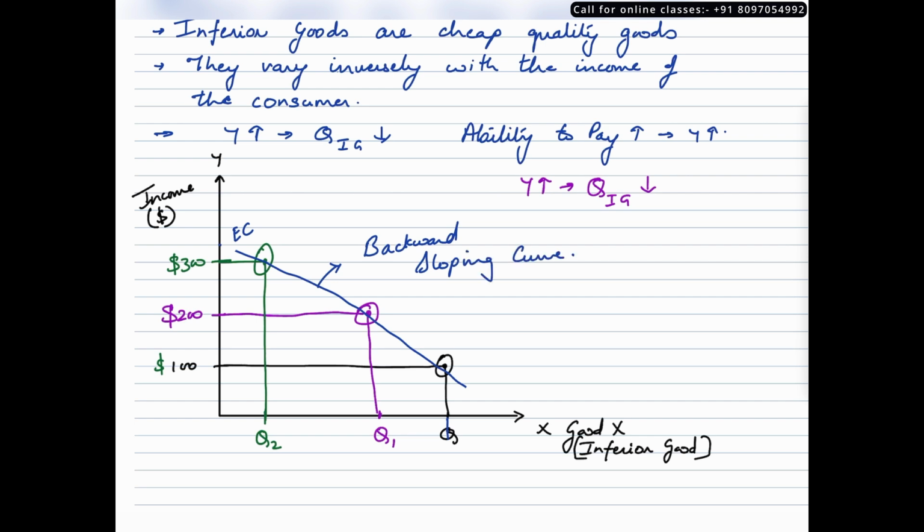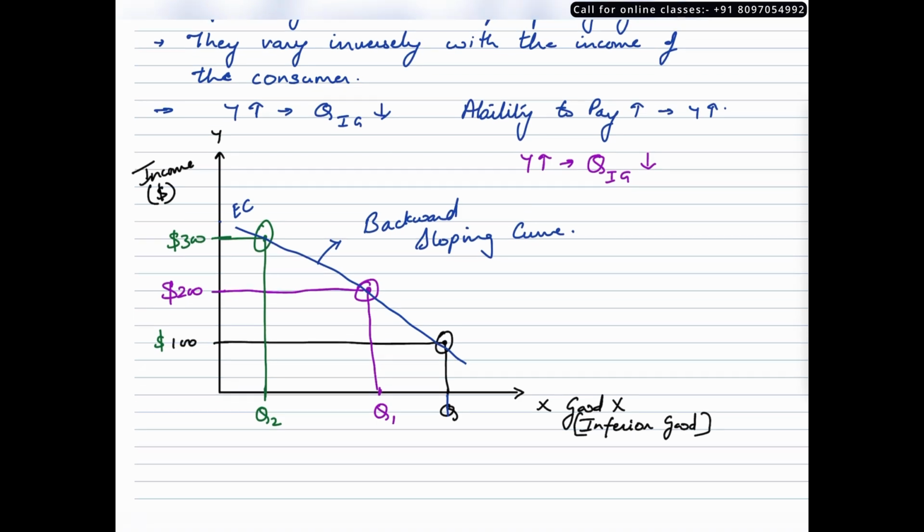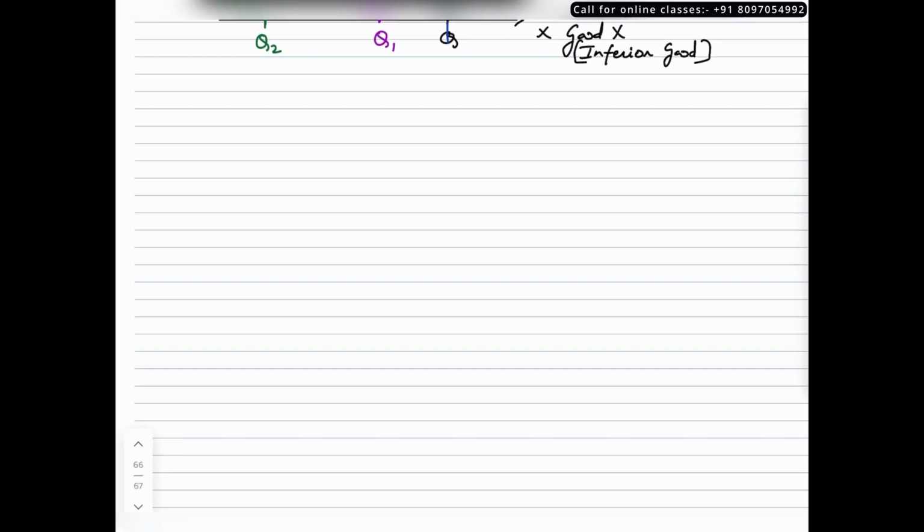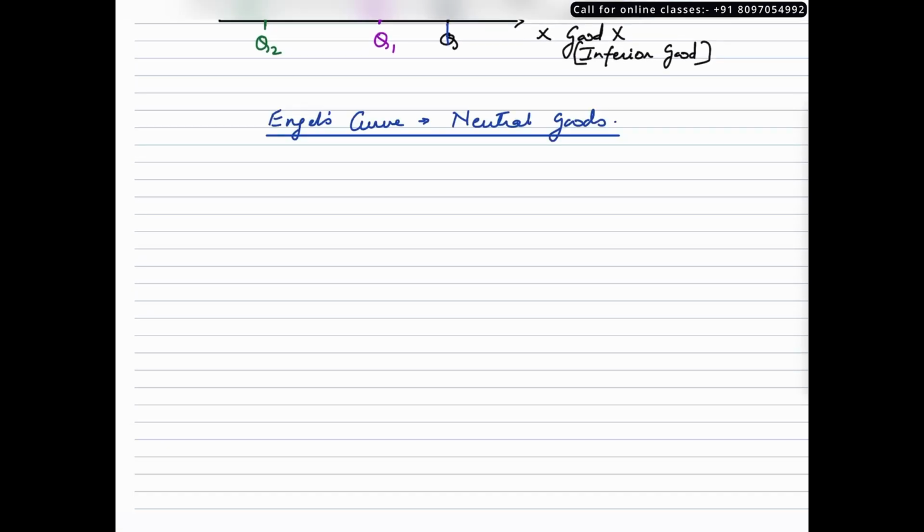Alright. Now there is another type of Engel's curve, which is the neutral goods case. Let's take a look at that as well. Now when we talk about neutral goods, these are the goods which are income inelastic. Alright. Let me just write that down. So these goods are income inelastic.